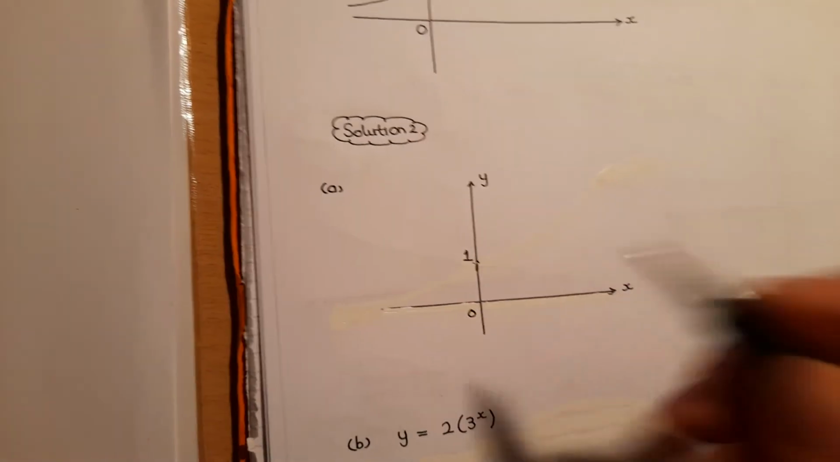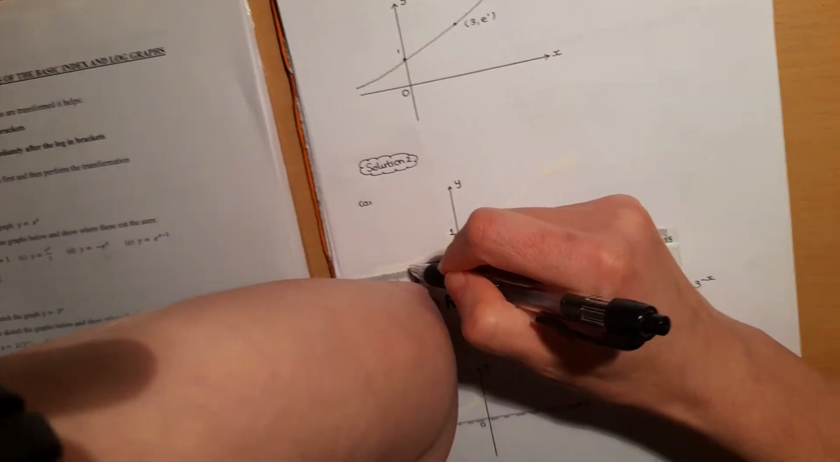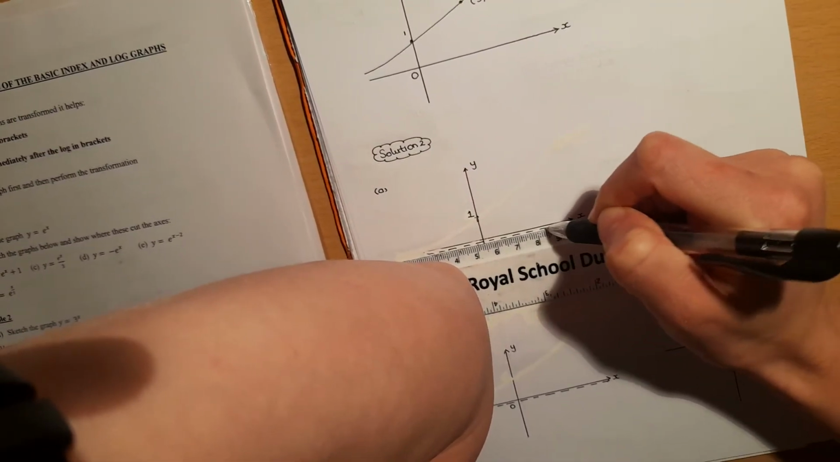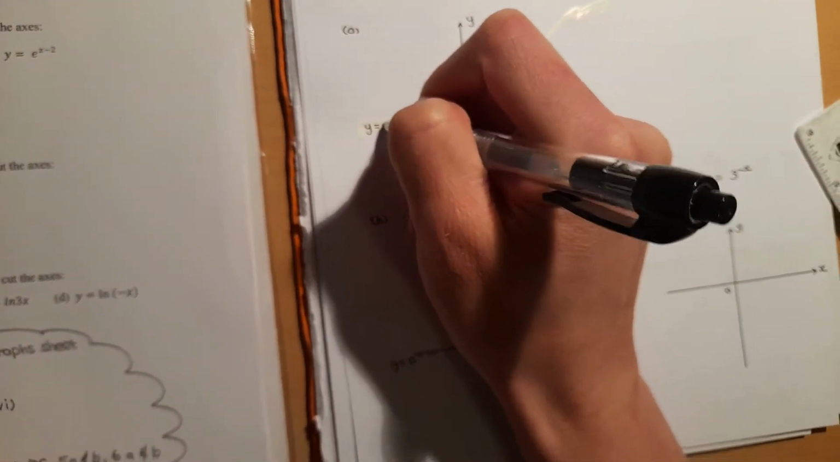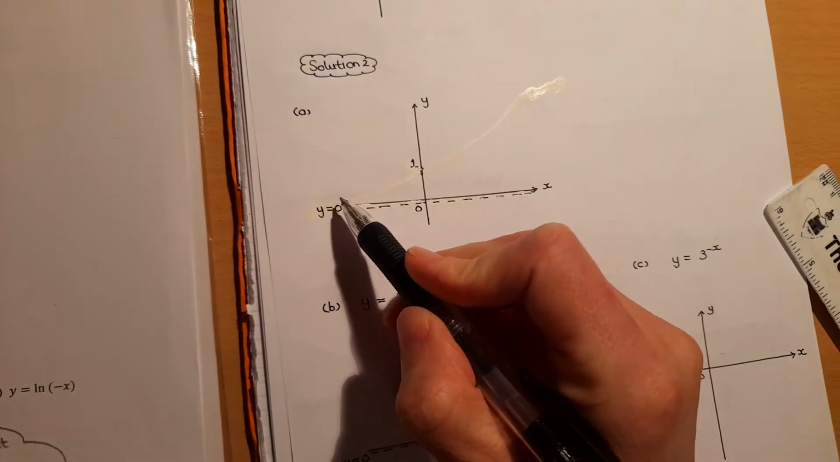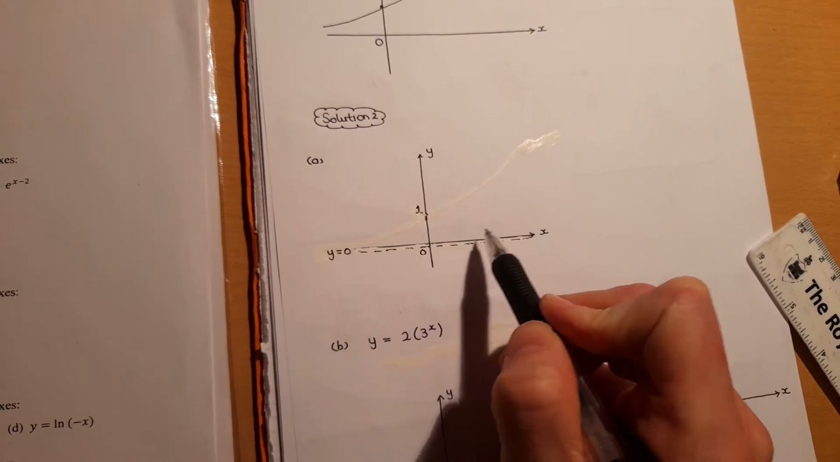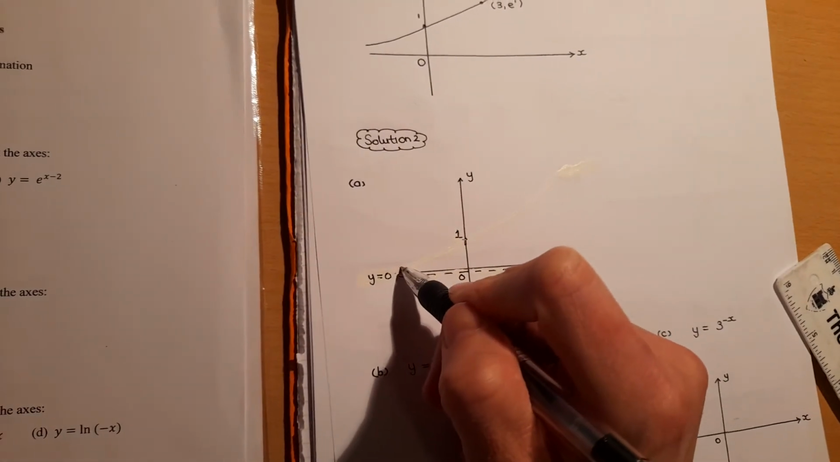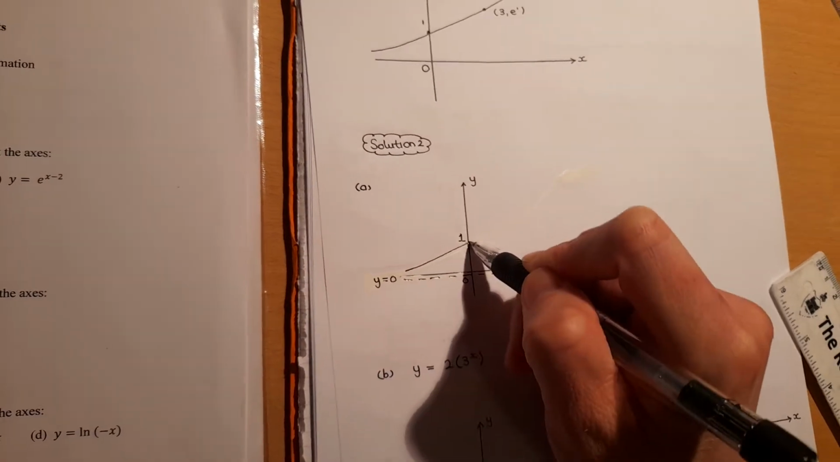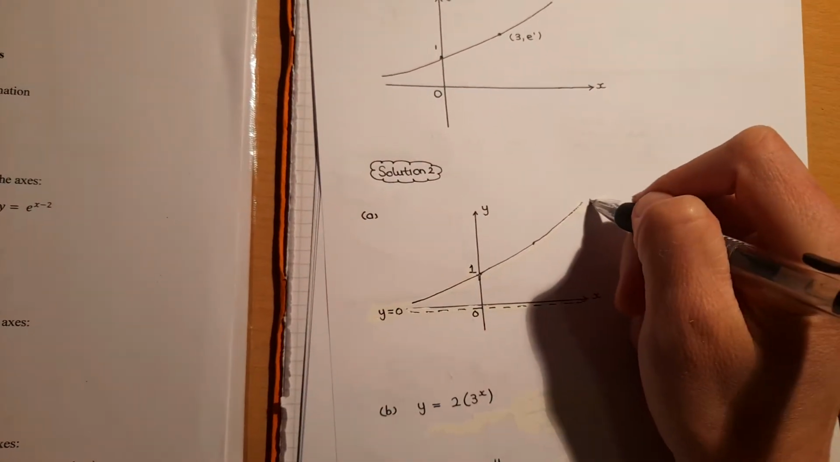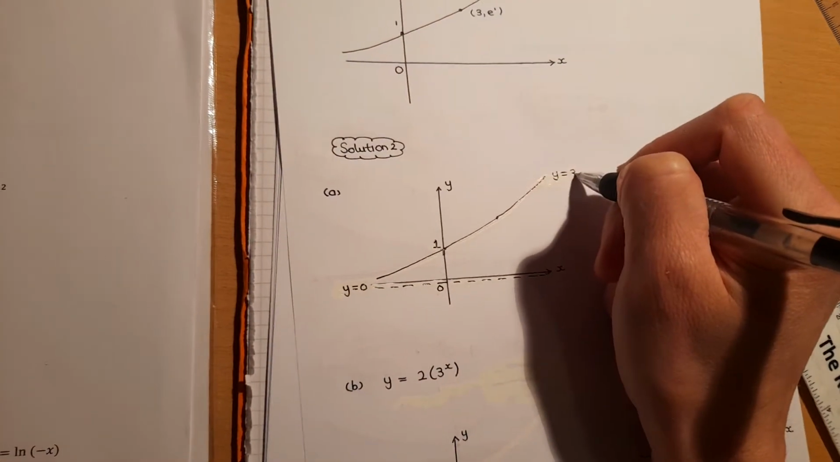They all have a horizontal asymptote, which is the x-axis, and the equation of that is y equals 0. And again, for negative values of x, the graph is very low down but never touches the x-axis. As x gets less and less negative and more positive, it starts to rise sharply. So its general shape is something like that. Okay, and that's our graph y equals 3 to the power of x.